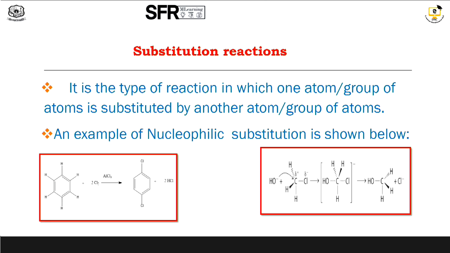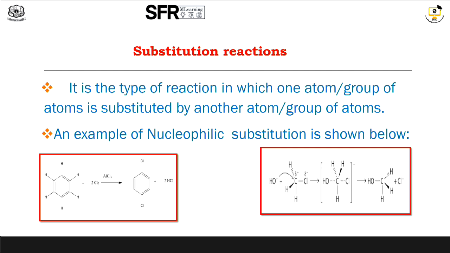First one, substitution reaction. We all know the meaning of the word substitution. In the place of one atom or a group of atoms, we can substitute another atom or group of atoms. So it is a type of reaction in which one atom or group of atoms is substituted by another atom or group of atoms. We have so many examples for substitution reactions. Here we are seeing only 2. One is a nucleophilic substitution reaction, another one is an electrophilic substitution reaction.